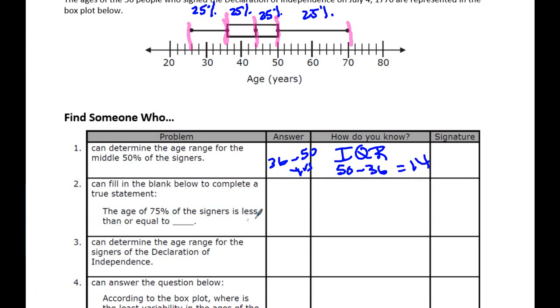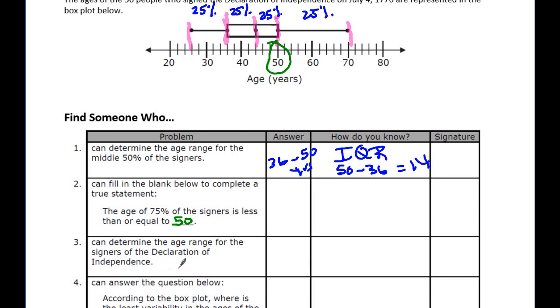Okay, the age of 75% of the signers is less than or equal to what? First, where is 75%? Let's just add up our percents. 25 plus 25 is 50, plus another 25 is 75. So 75% is at 50 years. So 75% of the signers is less than or equal to 50 years.